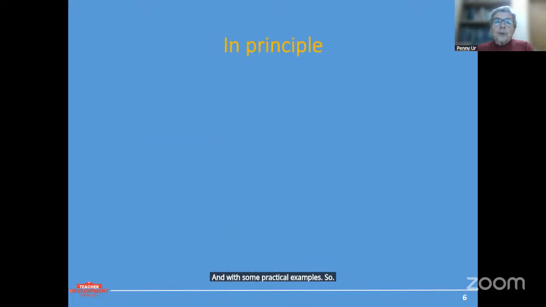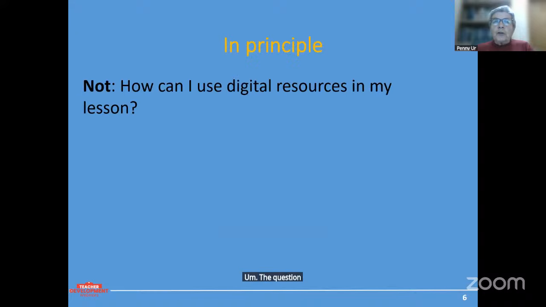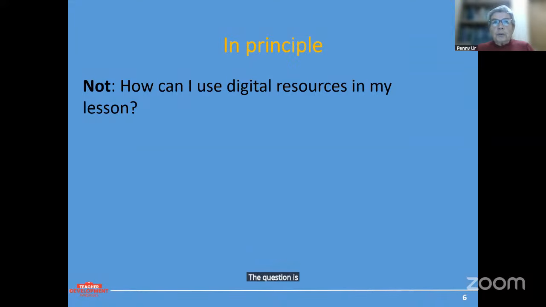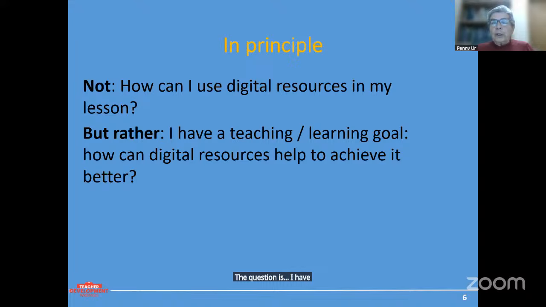So, in principle, the question we need to ask is not, here's a digital tool, how can I use it? Or how can I use digital resources in my class lesson? The question is, I have a teaching and learning goal or problem or issue. Is there a way that AI or a digital instrument can help me teach?